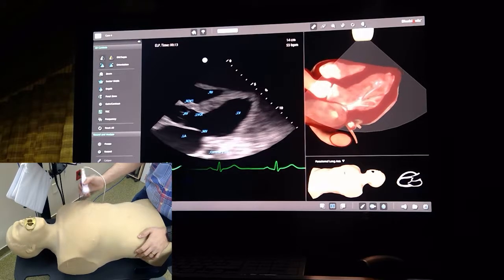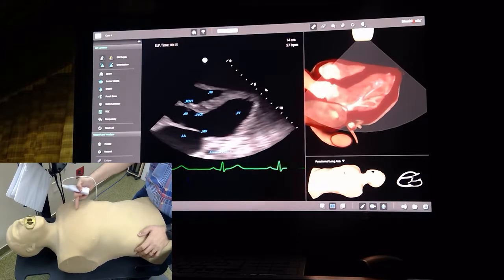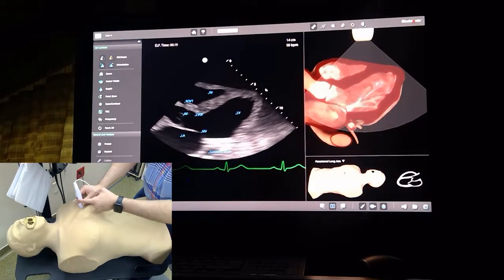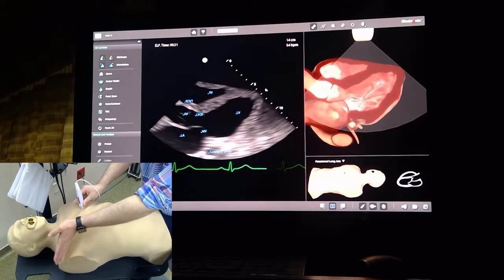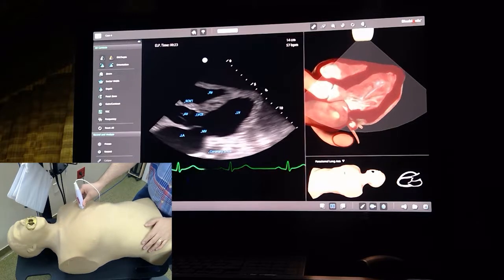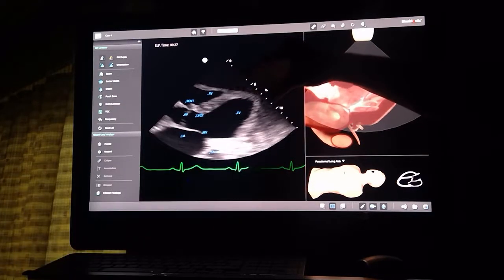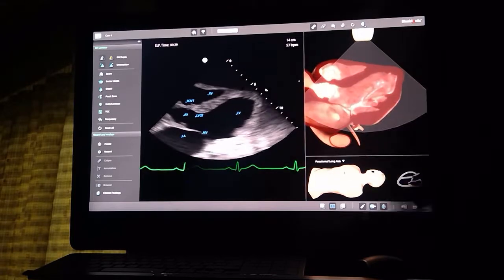So let's look at the parasternal long axis view. We can see the left ventricle, left atrium, and the aortic valve and the ascending aorta. As you can appreciate in this image, the left ventricle is not squeezing at all, is hardly moving.